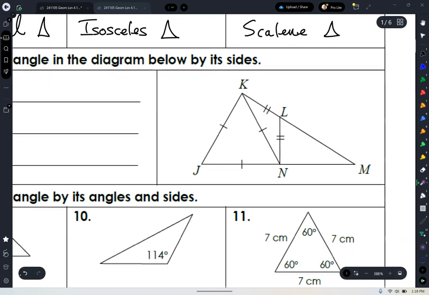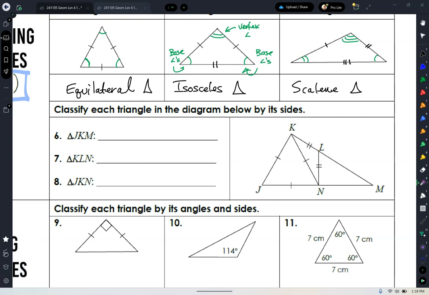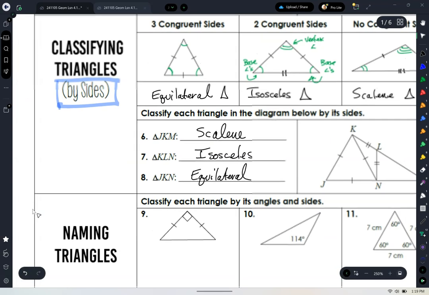All right, so you are going to take these triangles that you see in this picture over here, and you're going to classify them by their side names. Again, if you don't have a congruency mark, then you can't assume anything about that side. Just like you can't assume a 90-degree angle. So you can only use the congruency marks that you have. All right, go ahead and do 6, 7, and 8. All right, should have come up with scalene first, isosceles second, equilateral third. Everybody solid? Yep. Okay.